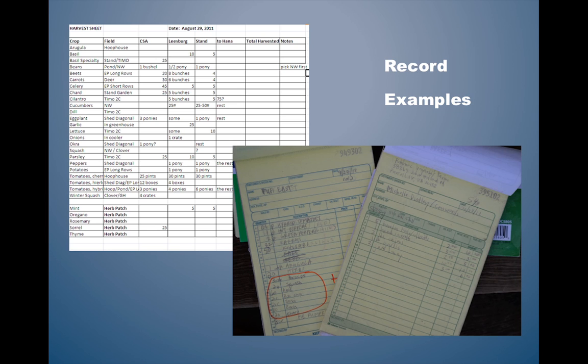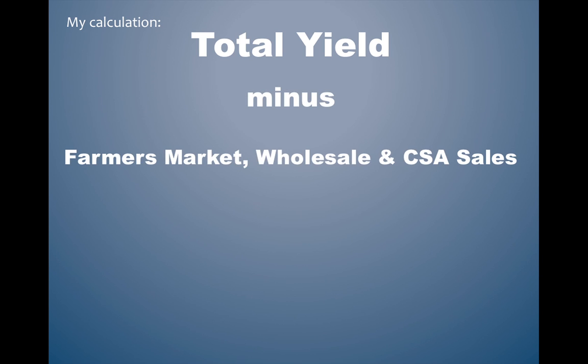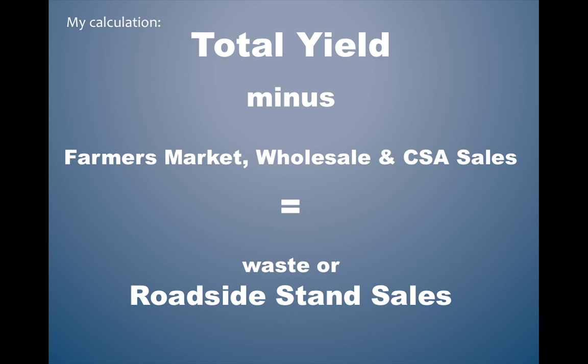I also have an invoice book for wholesale sales, but I have terrible records of vegetable sales at our roadside stand. I've had to make some educated guesses for this demonstration, and this is how I did it. I took my pretty decent yield records and subtracted out all the things that I knew: the farmer's market sales, the CSA sales, and the wholesale sales. And what was left over should either be shrinkage, which is waste, or what we sold at the roadside stand. In the future, I'll make a better record of what goes to the stand and what doesn't sell.